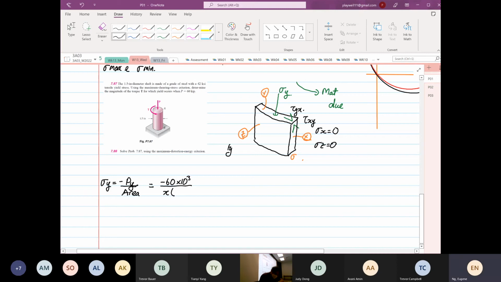And we are given that the diameter is 1.5. Okay, change to radius. So this will be equal to 1.5 divided by 2 squared times shift 5 equal to 60 power 3 divided by... minus 33 divided by 2 squared shift 5.